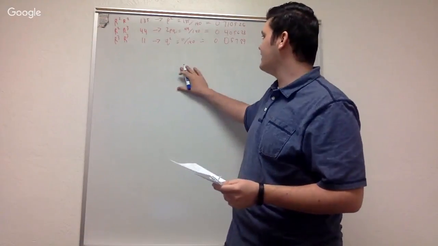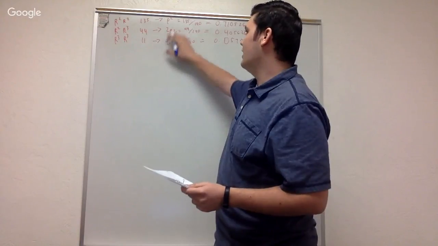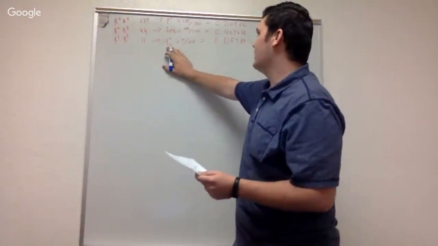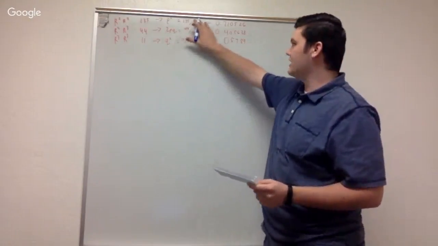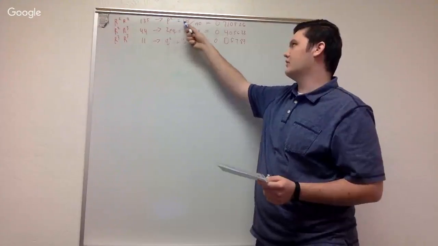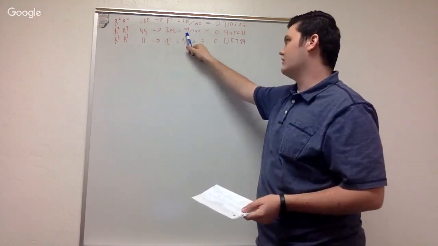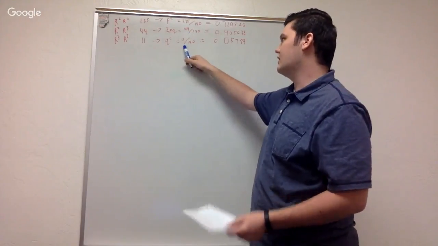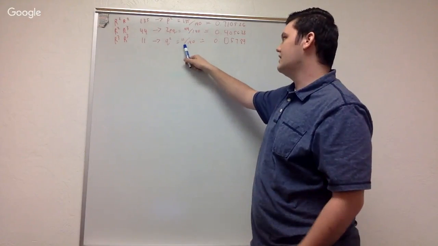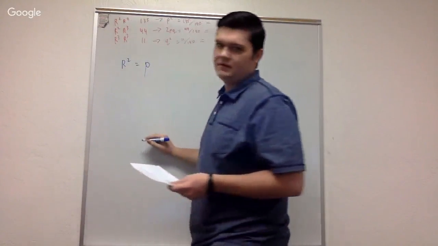So up here, I've done a little bit of work. Basically, I found the p squared, the 2pq, and q squared just by taking the numbers given over the total. So for p squared, it's 135 over 190. For 2pq, it's 44 over 190, and for q squared, it's 11 over 190. For R2, that's just going to be equal to p.